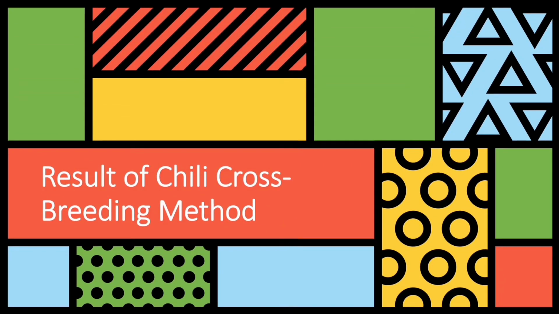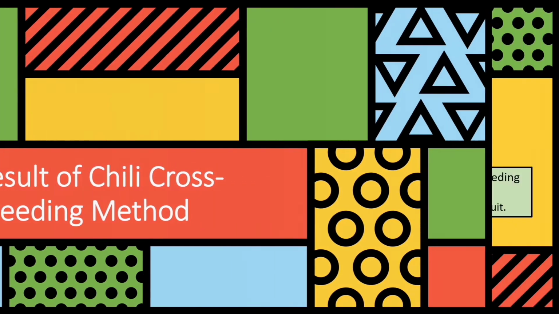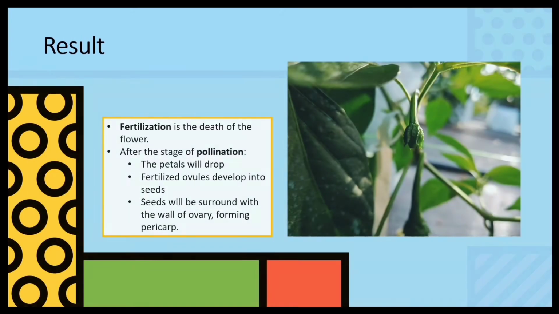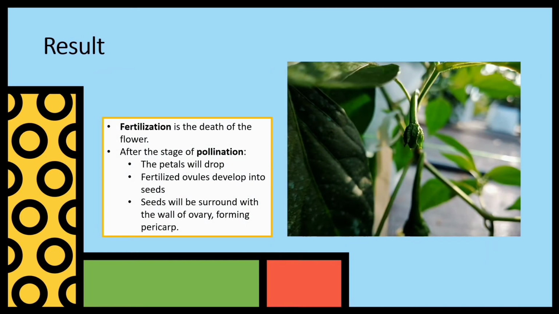Result of the chili cross-breeding method. After 1 week, fruit will be formed as the result of the cross-breeding method. Fertilization is the death of the flower. After the stage of pollination, the petals will drop and fertilized ovules will develop into seeds, while the seeds will be surrounded with a wall of ovary forming the pericarp.